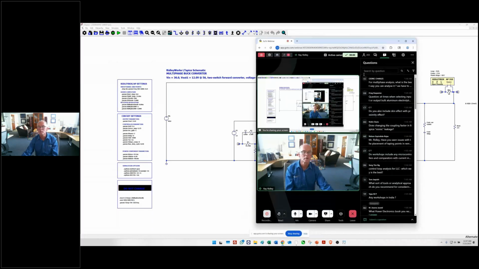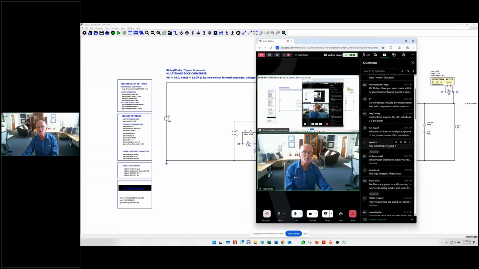Workshops in India? Probably not, but we are talking to people in other parts of the world about that. If you'd like us to bring a workshop to your country, then send us an email and you can help us with the logistics of getting that done.